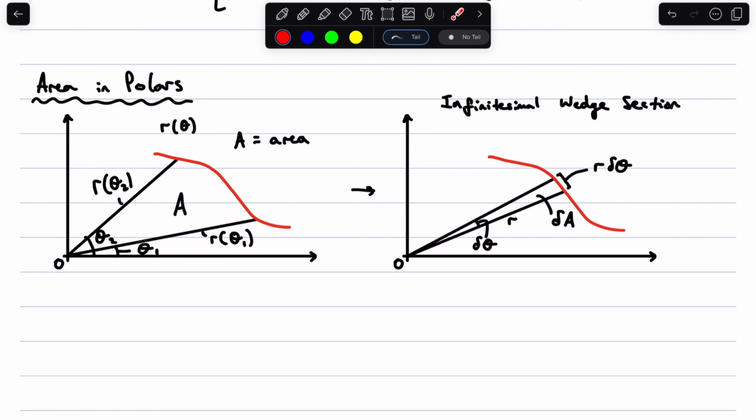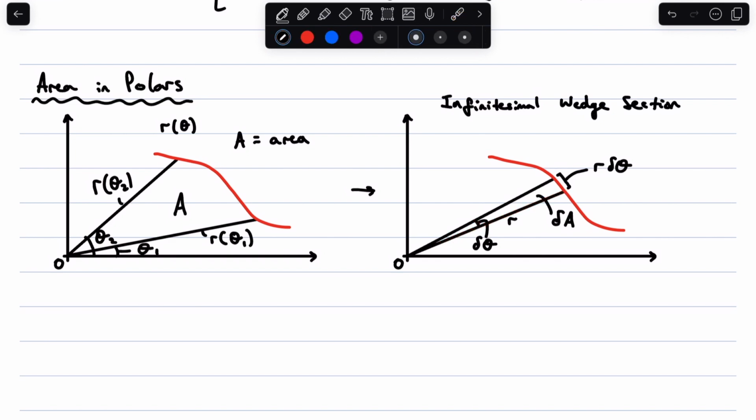And so what we can do is take an infinitesimally small wedge section of this function, where we basically form a very thin triangle. And the angle difference is just delta theta, a very small angle. And our area is what we're trying to work out, and we can then sum these up similarly to how normal integrals work in Cartesian coordinates. And this length here is r delta theta. It's just the radius times by the angle across.